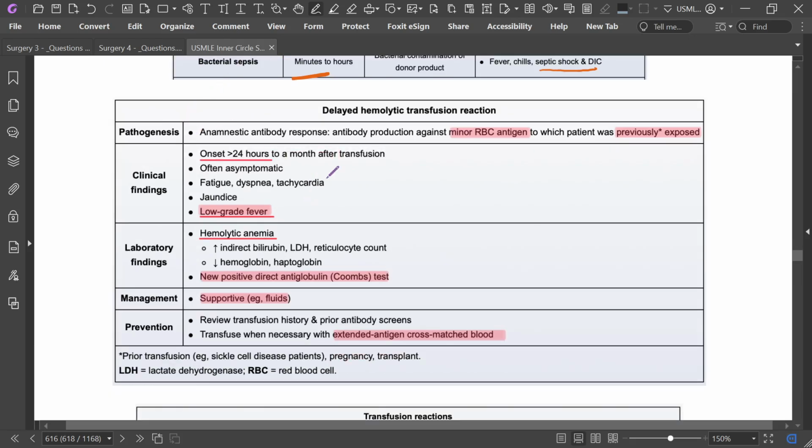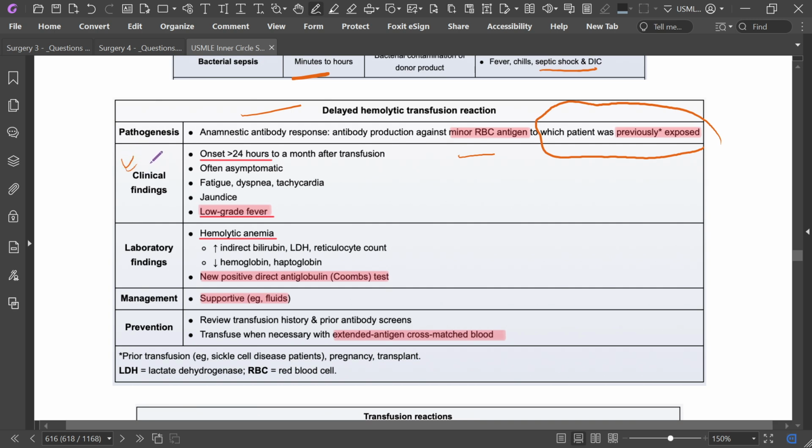Delayed hemolytic transfusion reaction is an anamnestic antibody response: antibody production against a minor RBC antigen to which the patient was previously exposed, like a prior transfusion. It happens in patients with prior exposure, like sickle cell patients, pregnancy and transplant.